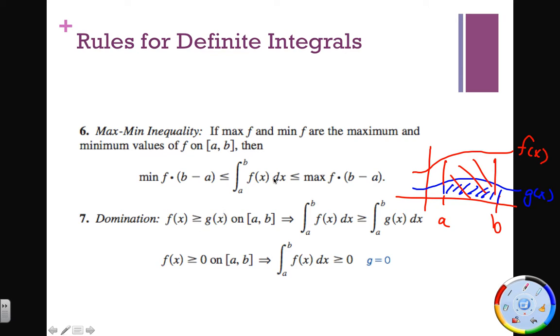And likewise, if f of x is bigger than 0, so you look at a function where it's fully above the x-axis here, and you look at an area, you can tell that the integral is also going to be above 0 because that shows an area of something bigger than 0. All right, so there's some of our rules that we're going to be looking at.